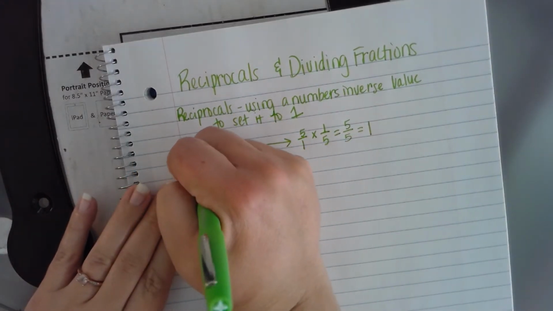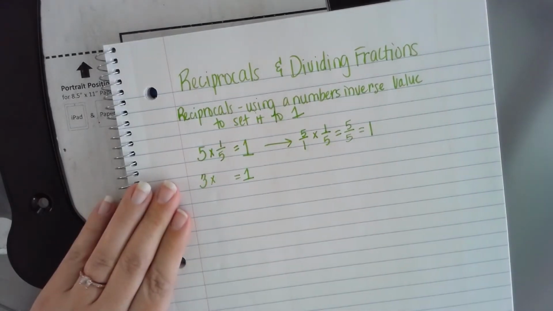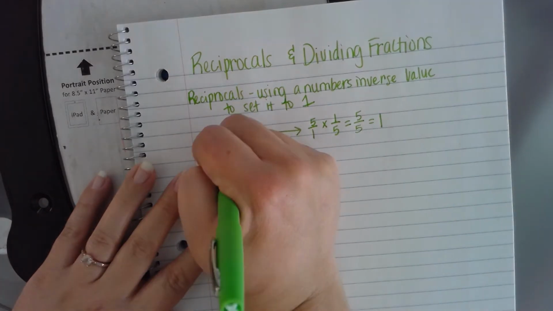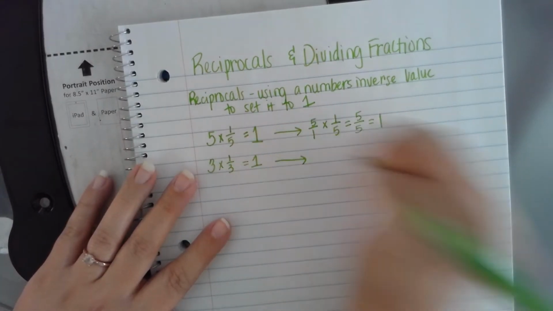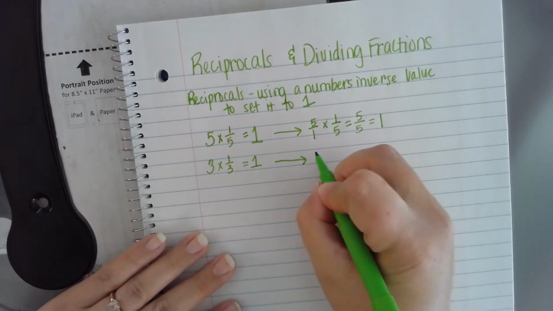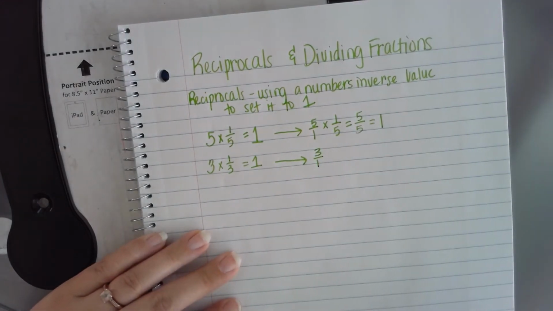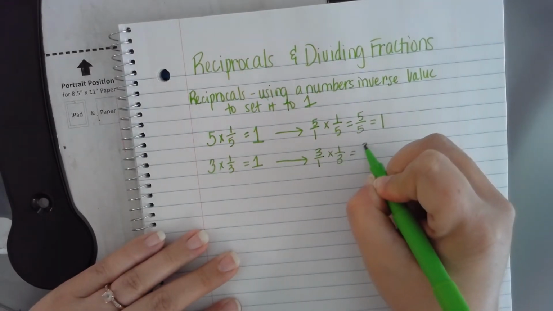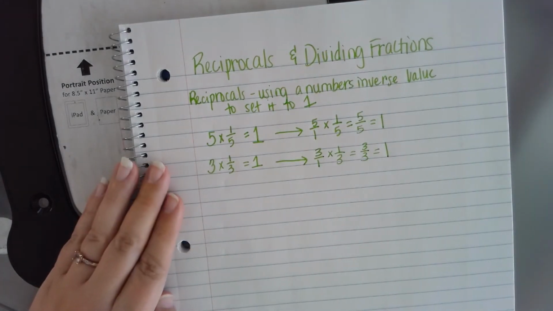Okay? So if I had 3, how would I make 3 equal 1? Times 1/3. And so I'll show you why that worked. 3 written as a fraction is 3 over 1 times 1/3, which gives me 3 over 3, which equals 1.